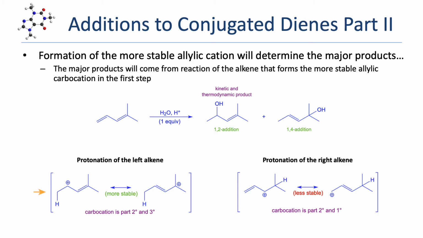Protonation of the alkene on the left would lead to the formation of the allylic carbocation shown here. And if you look at those two resonance structures, you can see that one represents a secondary carbocation and the other a tertiary carbocation. Protonation of the alkene on the right would lead to the allylic carbocation shown here. And if you look at the two resonance structures, one represents a secondary carbocation and the other a primary carbocation. Because the allylic carbocation that forms from protonation of the left alkene is partially tertiary and partially secondary, it makes it more stable than the allylic carbocation that forms from protonation of the right alkene, which is part secondary and part primary.